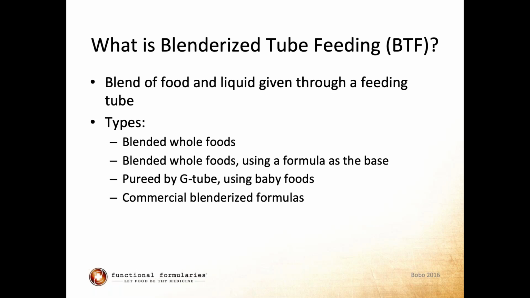We've also seen in the literature pureed by gastrostomy or G-tube using commercial baby foods, which have often been mixed together with a conventional formula as a base, and that's typically been used for management of retching and gagging due to the cited increased viscosity of blenderized feeds. And then lastly is the category of commercially prepared blended formulas that are now available options on the marketplace.